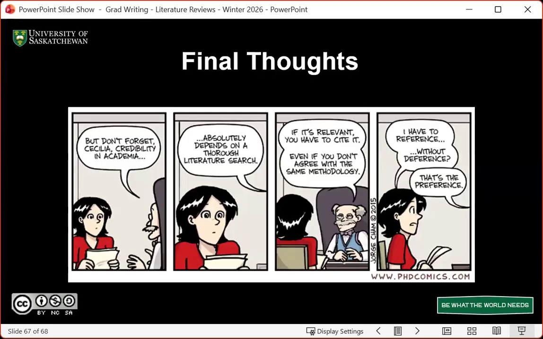All right. So as we wrap up, but don't forget, Cecilia, credibility in academia absolutely depends on a thorough literature search. If it's relevant, you have to cite it, even if you don't agree with the same methodology. I have to reference without deference. That's the preference.